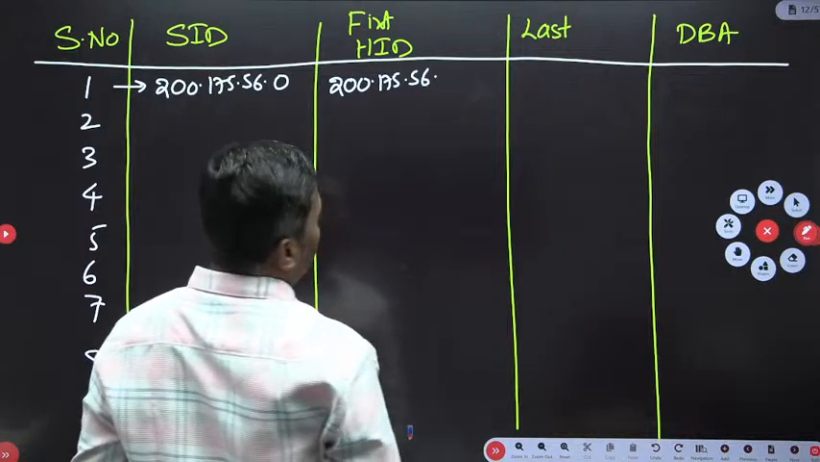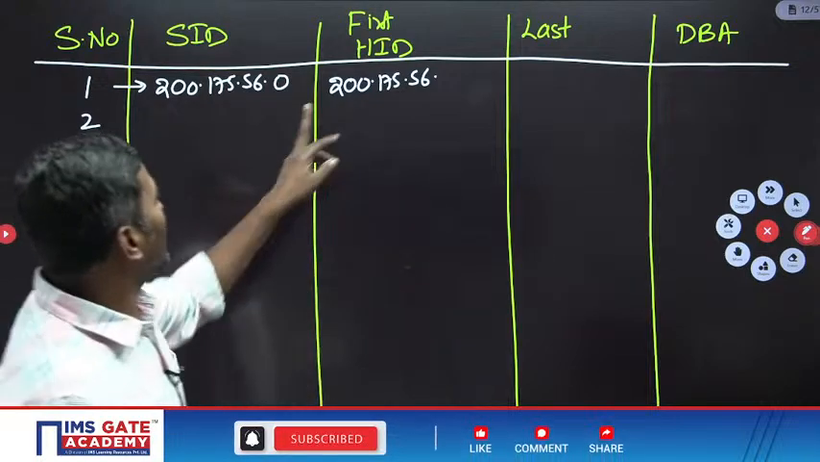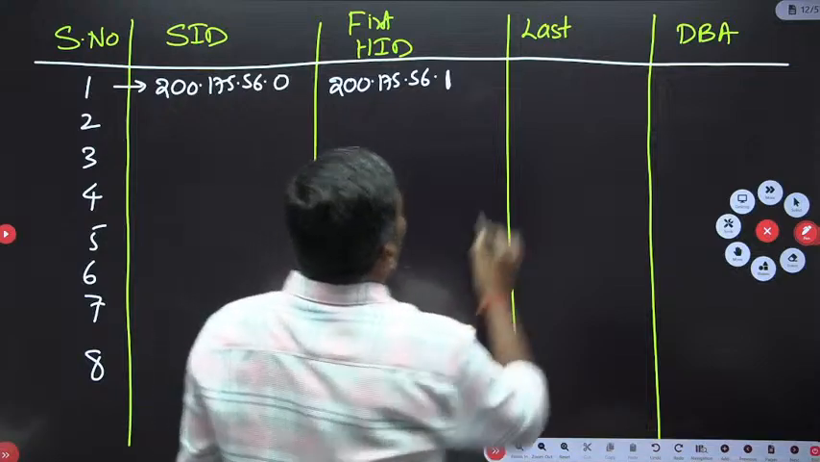200.175.56. What is this one? Tell me. The first address is what? 1 only. This is 1, correct? This one is what?